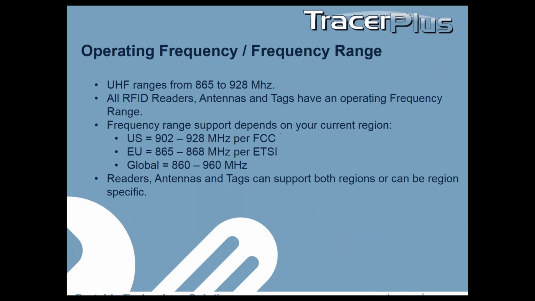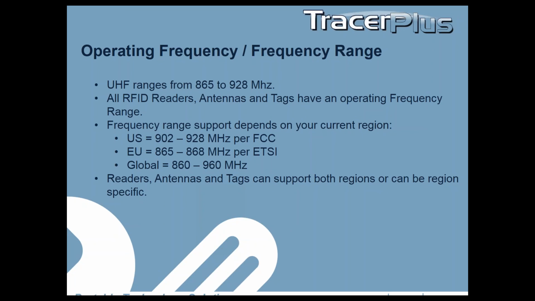Next, we'll move on to the operational frequency, or the frequency range. I'm really just going to talk about UHF because that's what we're diving into, and that's what our software mostly supports. UHF ranges from, actually it's 860 to 960 megahertz, but we commonly see it between the 865 to 928 band.